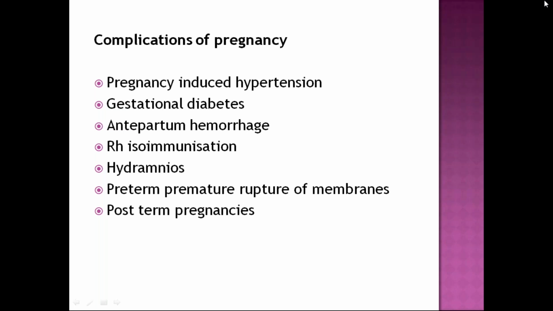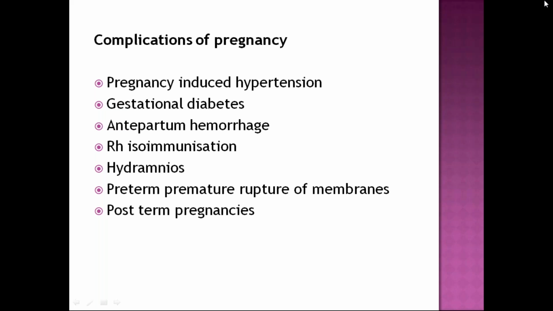Hydramnios may be associated with some other condition. Most of the time fetal hydramnios is because of diabetes mellitus, Rh incompatibility, or some renal pathology. Multiple pregnancy is also a cause. Preterm premature rupture: there may be a twin pregnancy or polyhydramnios. When there is increased pressure inside the uterus and the membrane is weak, the membrane will rupture.